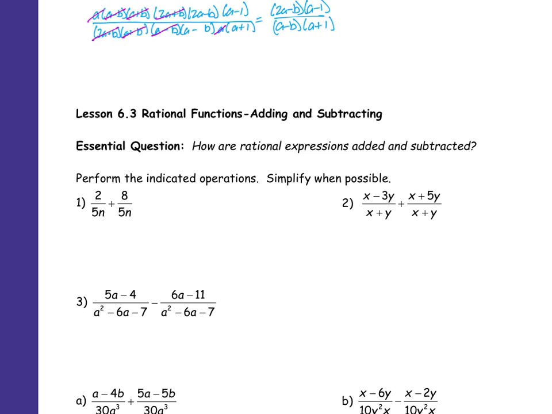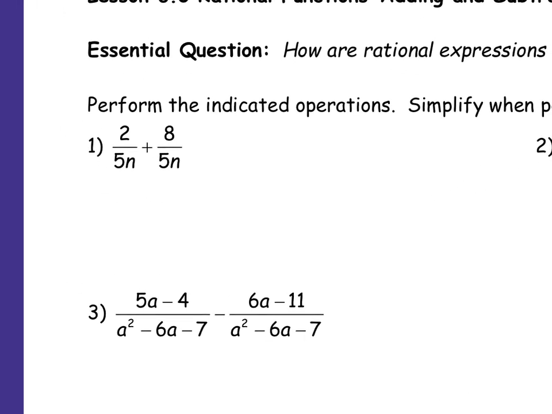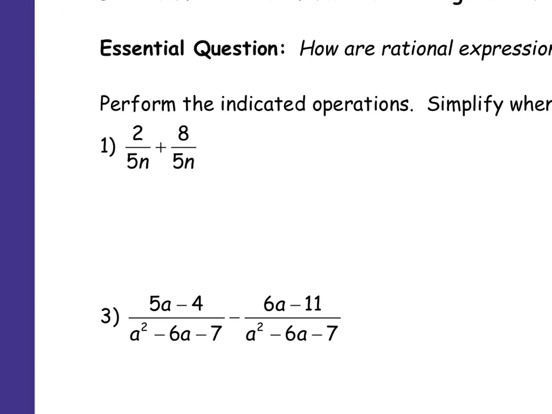Okay. If the denominator is the same, I just add the numerator and then simplify it. So the first page, the first one, all the denominators are the same. So on the first one, my denominators are the same, so I get 10 over 5n, and then I can simplify that to 2 over n. Done. Simple, yeah?